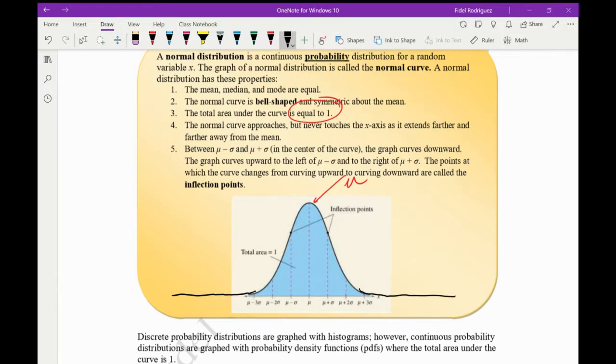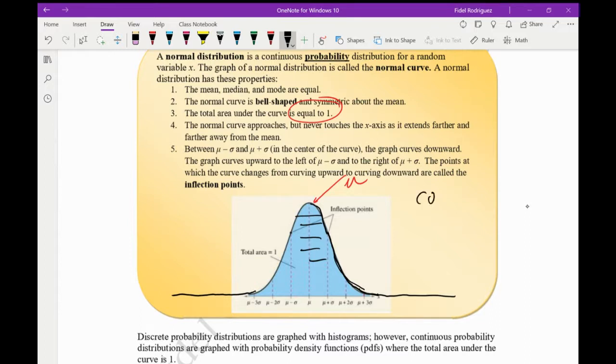Let's see. Number 5, it says between mu minus sigma and mu plus sigma, the center of the curve, so this piece right here, the graph curves downward. And then the graph curves upward to the left of mu minus sigma and to the right of mu plus sigma, and these are what we call inflection points. So they're saying right here, the graph is going downward, and then as I pass that point, the graph starts to curve up. The graph is going down, but it's curving up like this.